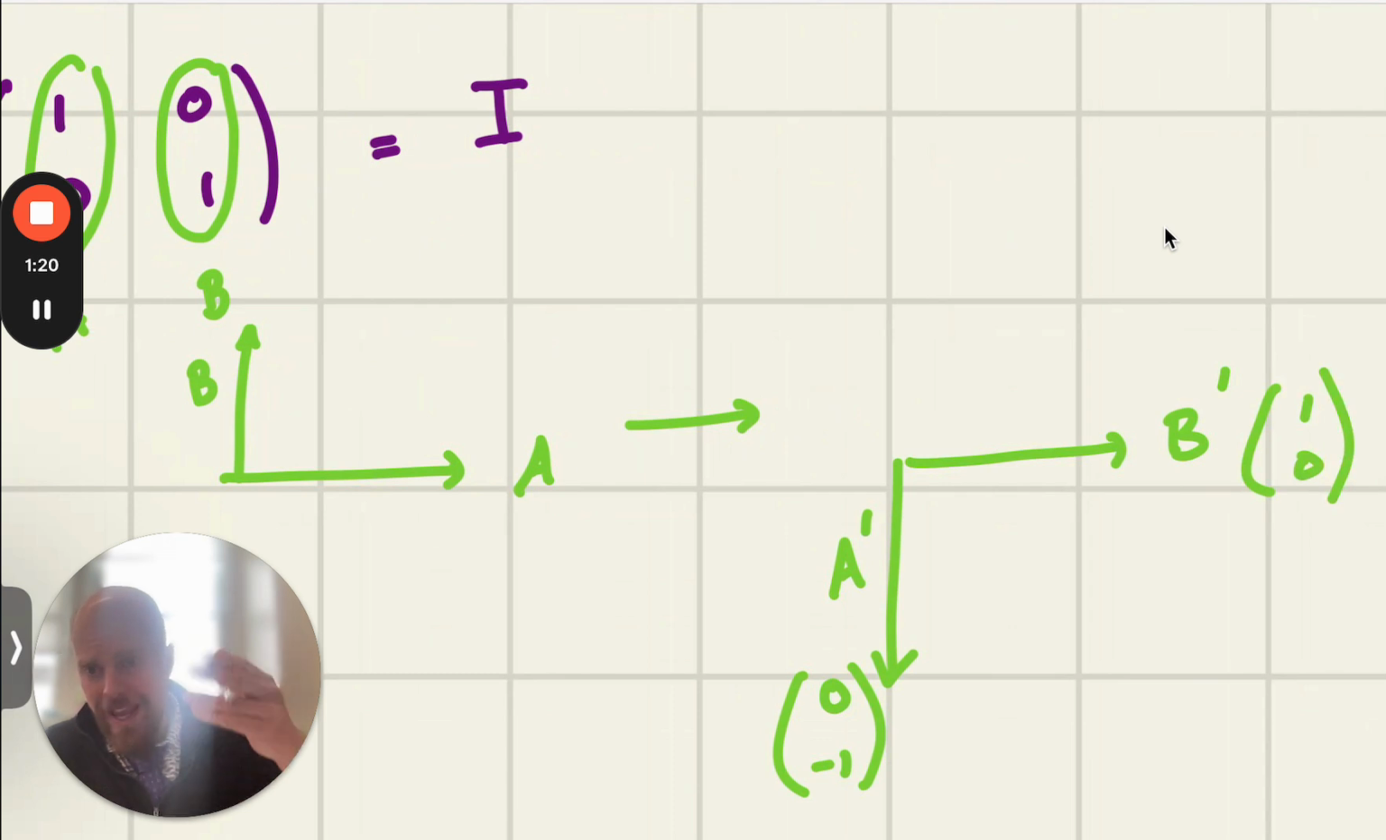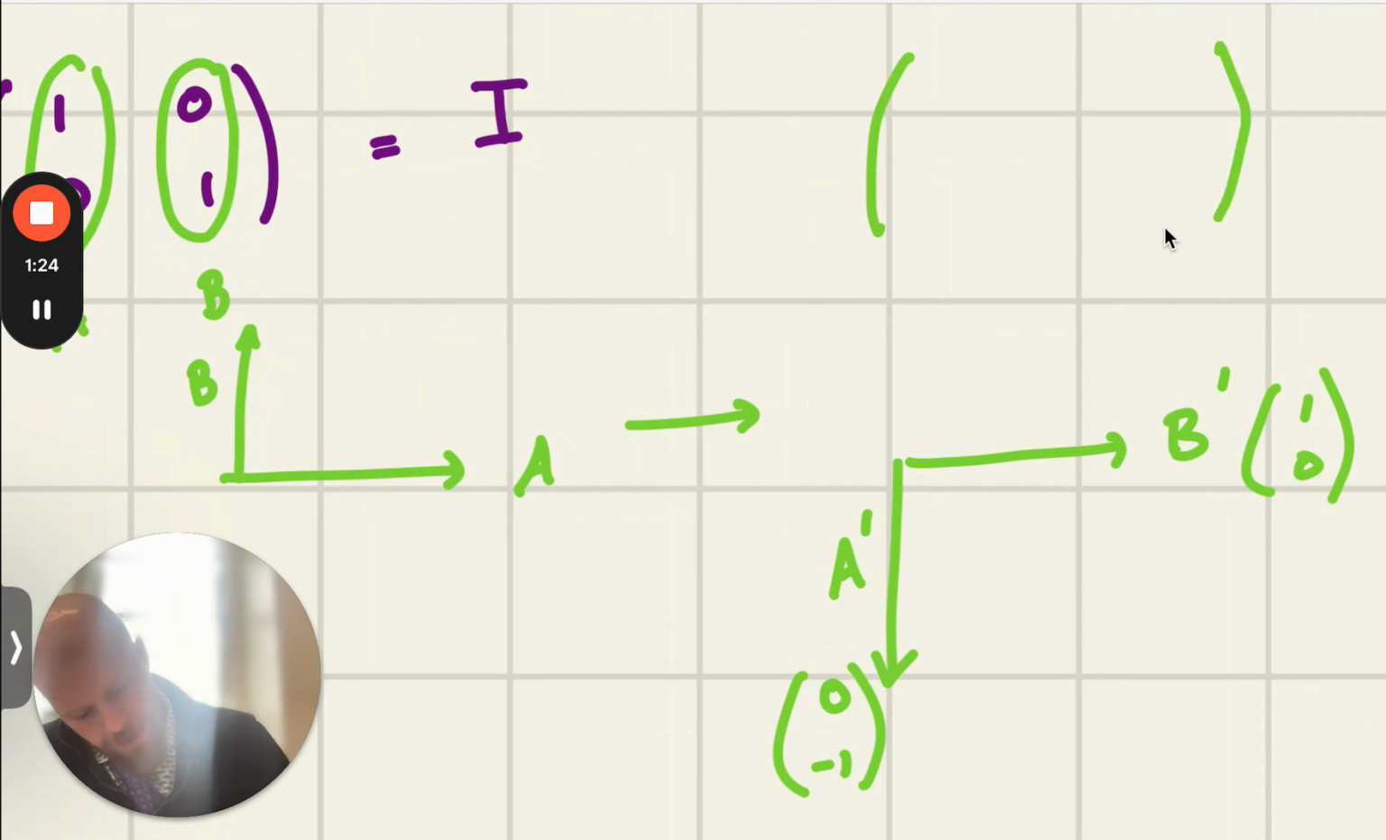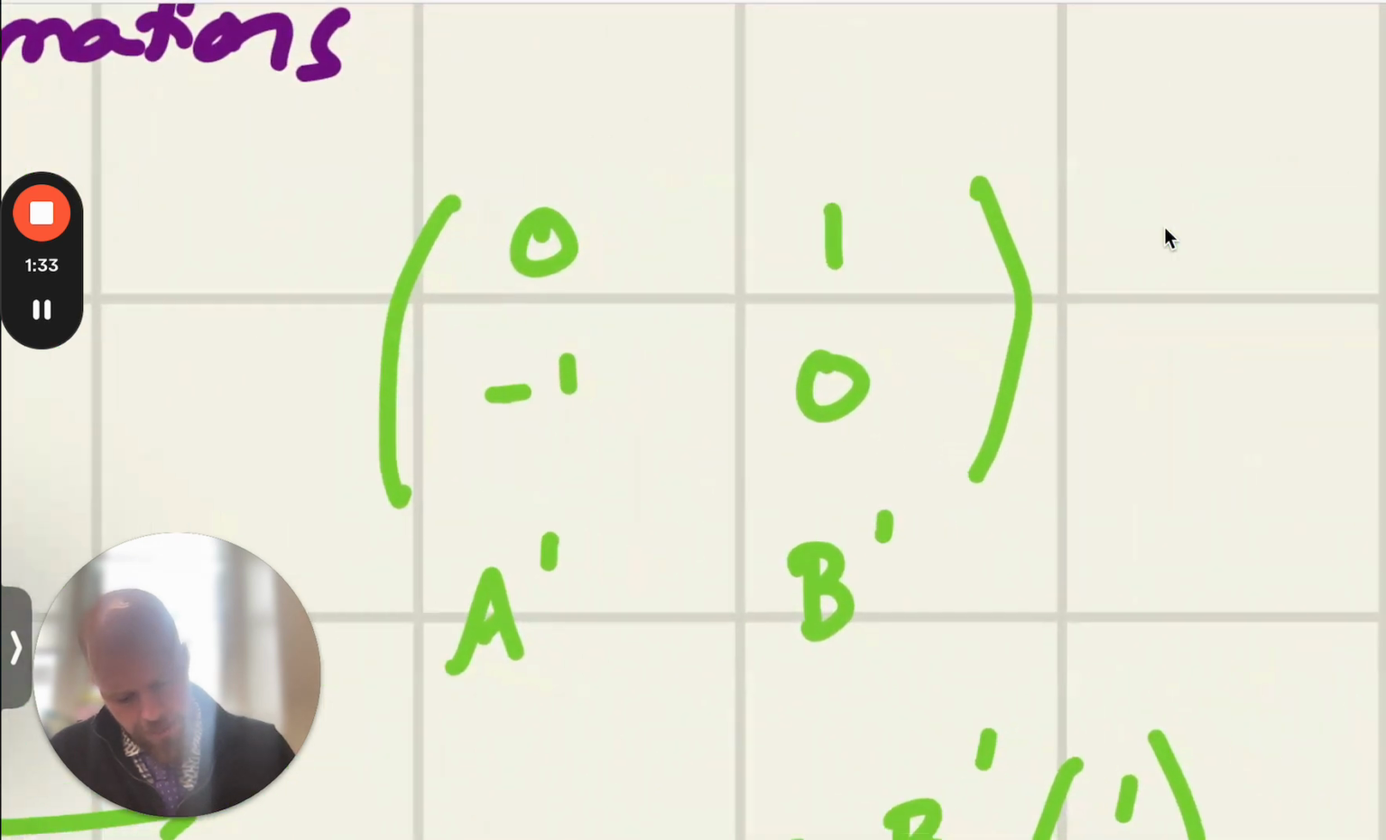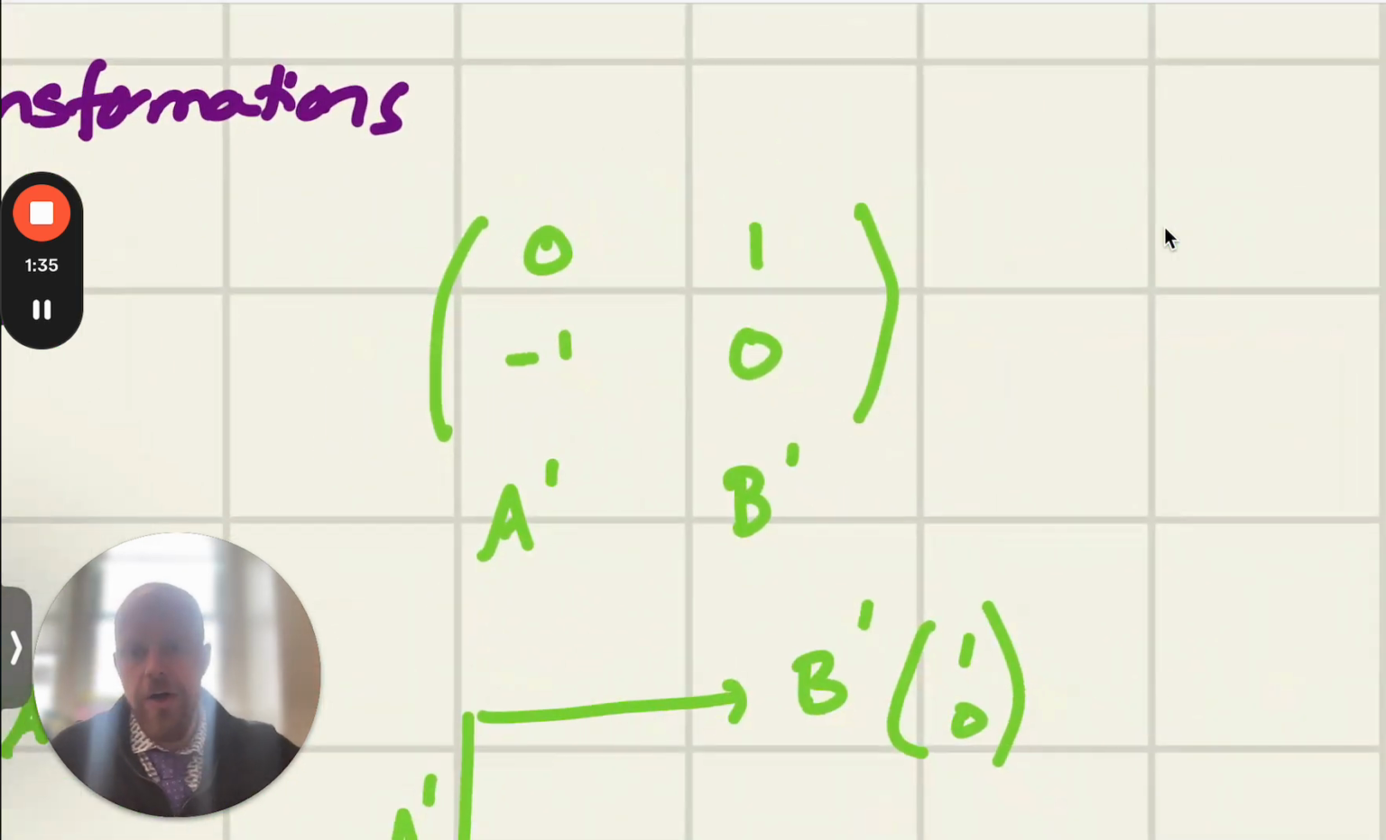So before we had A, then B. Let's write that again for my new matrix: A dashed, B dashed. A dashed is (0, -1). B dashed is (1, 0). That means that this matrix here, (0, -1, 1, 0), represents a 90-degree clockwise rotation.